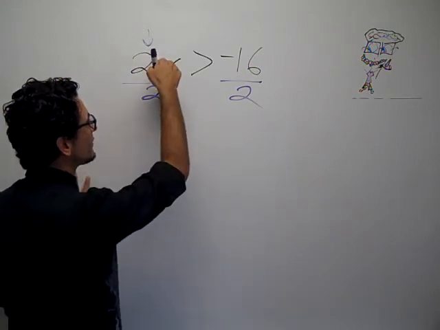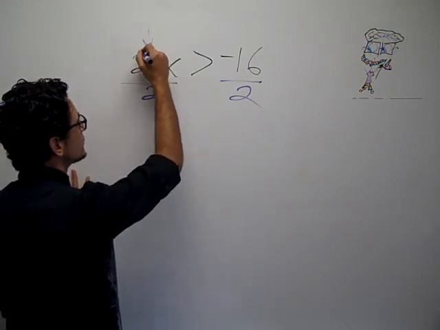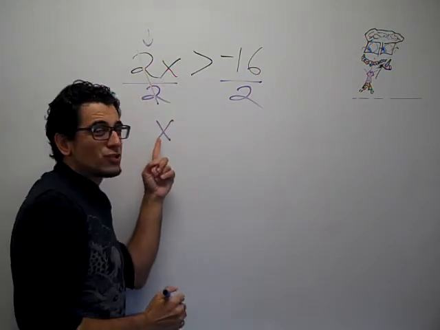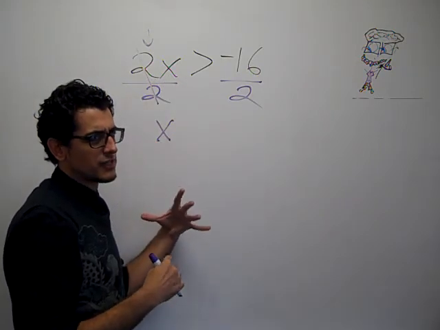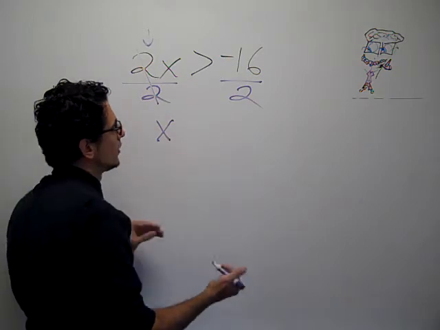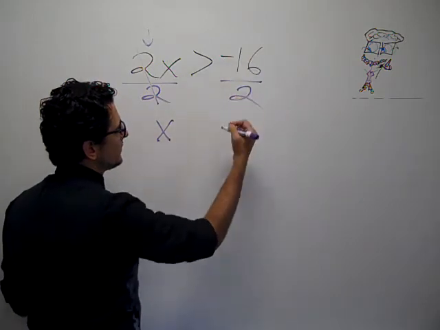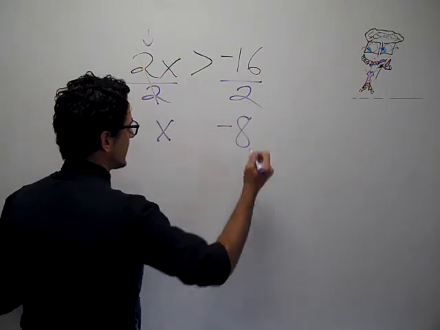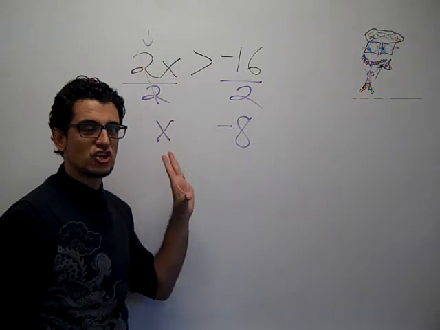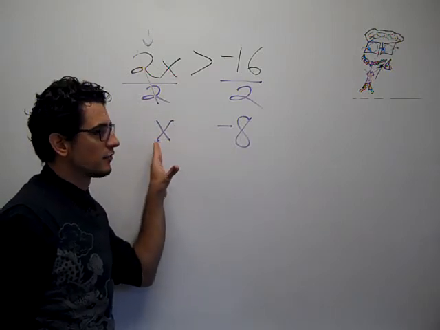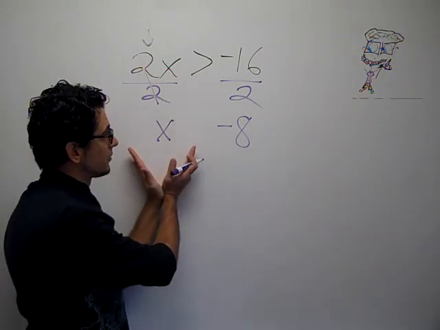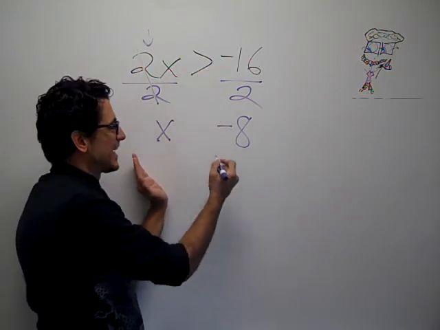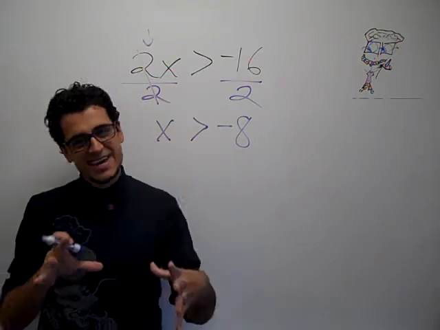Here we go. So I have 2 divided by 2. 2 divided by 2 gives me 1. And so here I have 1x. But I don't need to write the coefficient 1 because I just know there's how many of these? Oh, look, there's one of them. So I go with that. And then I have negative 16 divided by 2. Negative 16 divided by 2 gives me a negative 8. Now, because I didn't change the value of x from positive to negative, it just stays positive the whole time, which is good. We're going to keep the sign the same so that x is still greater than negative 8.